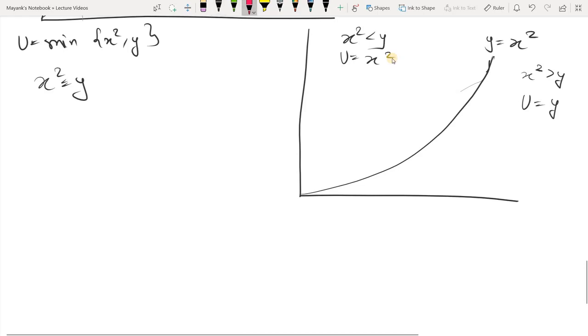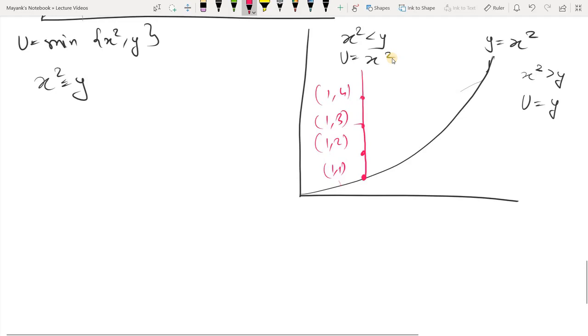So all the points which have the same x coordinate will have the same utility. If you have different points, like let's say this is the point 1 comma 1, this is the point 1 comma 2, 1 comma 3, 1 comma 4, all these points will have the same utility because the x square is the same on all these points. So the IC is going to be vertical here.